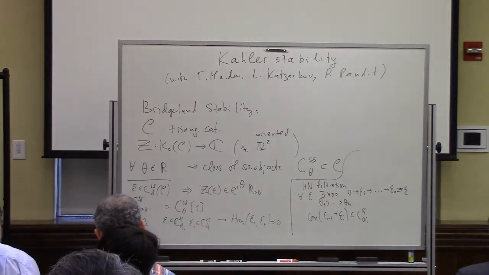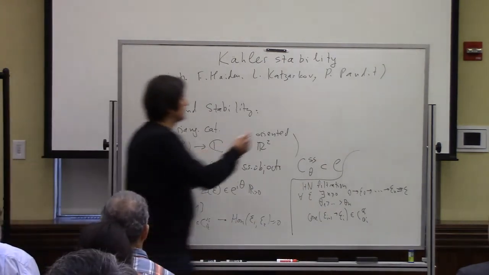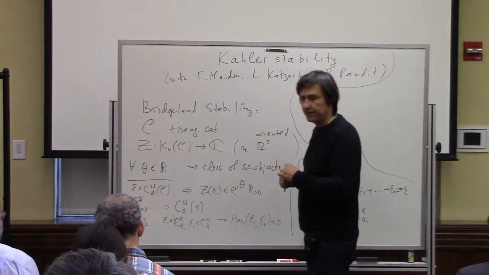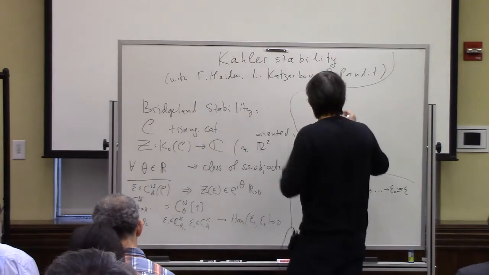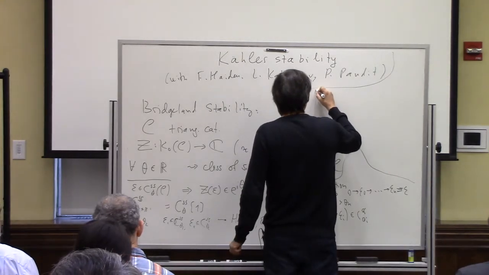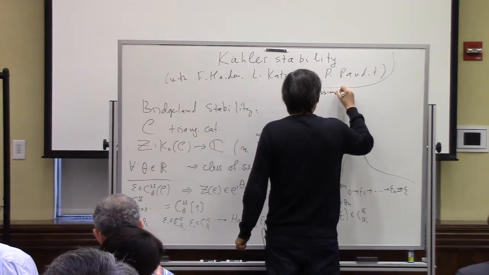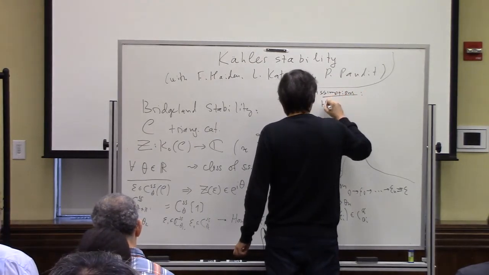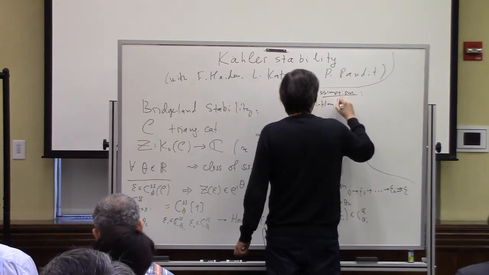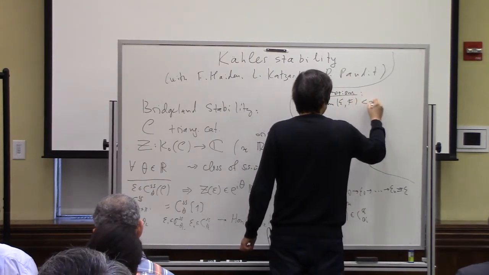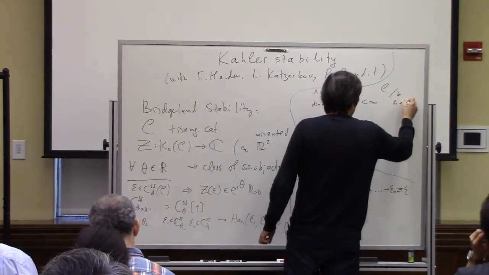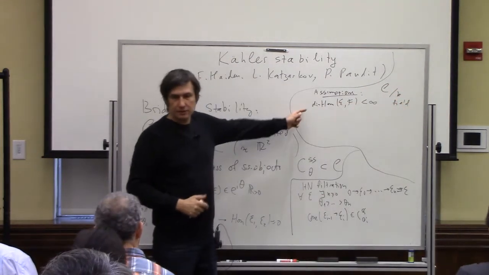And there are some natural assumptions which are not in the axioms but appear in all real life examples. The assumptions are that, first of all, Hom groups between any two objects are finite dimensional. It's a category over some field K, and Hom groups are finite dimensional.